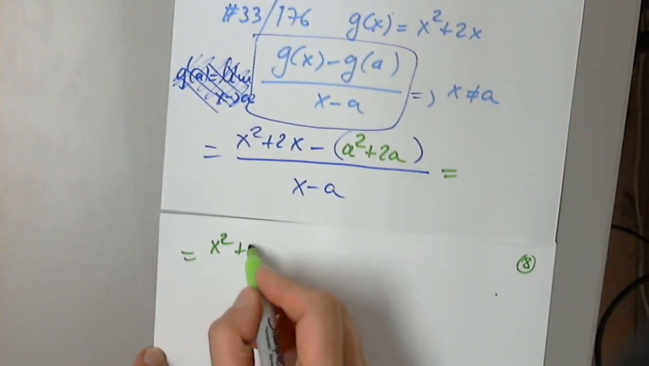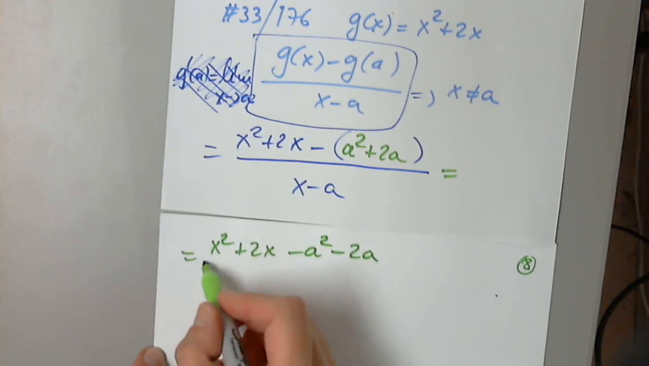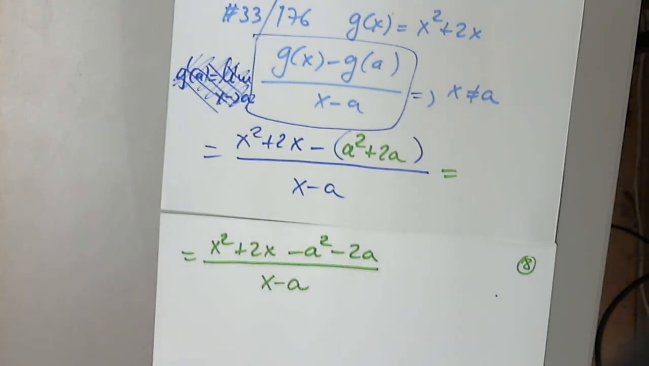So we have x squared plus 2x minus a squared minus 2a divided by x minus a. What type of expression is this at the top? It is a polynomial. How many terms does it have? Very good, Flynn. It has 4 terms. I count 4 terms. What do we normally do with 4 terms? Very good. We factor by grouping. So let's do that.